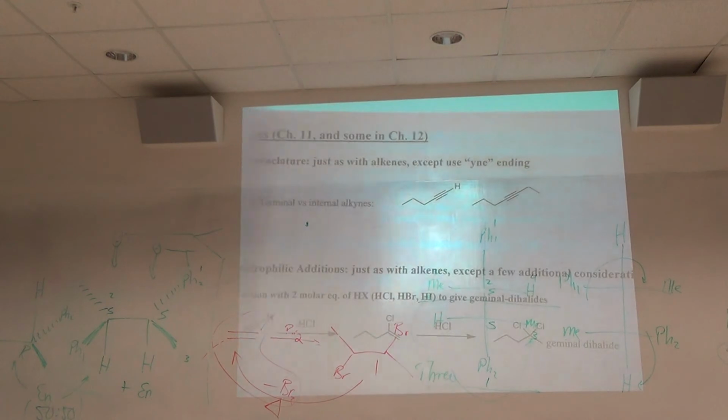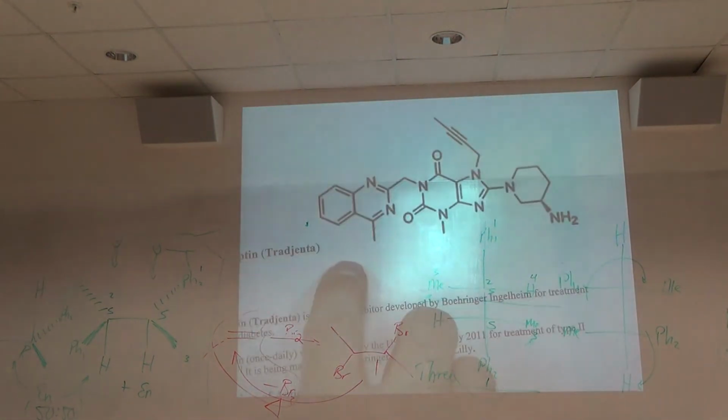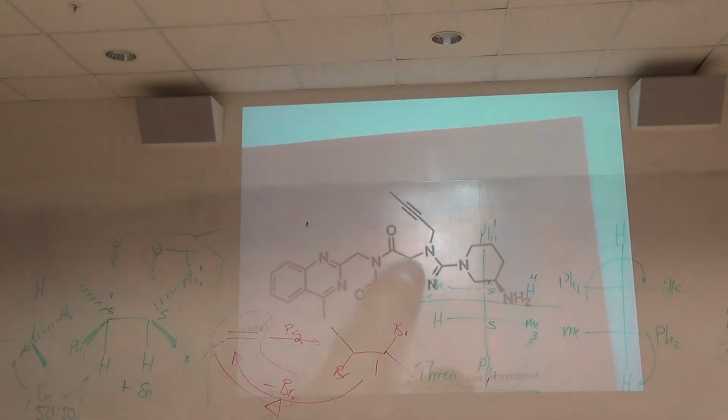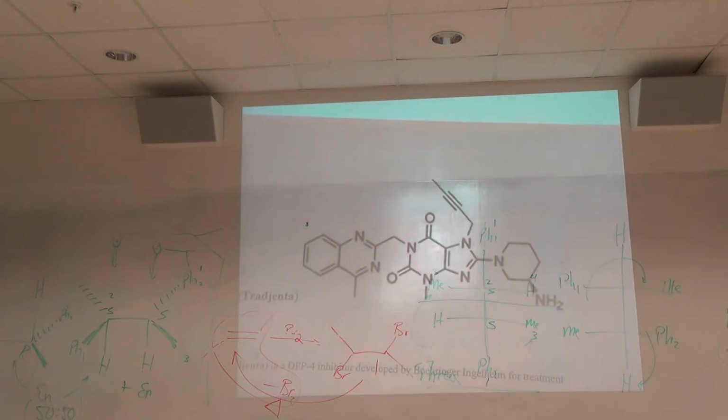It doesn't have to be. Over here, there's a drug with an alkyne. That's not terminal. It's got a methyl on it. There's an example of a drug with an alkyne, for diabetes.